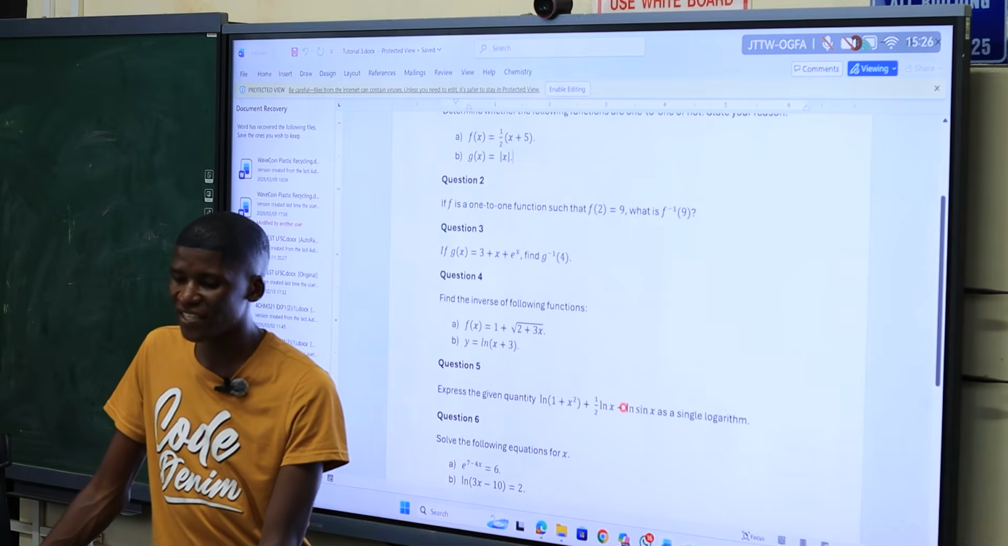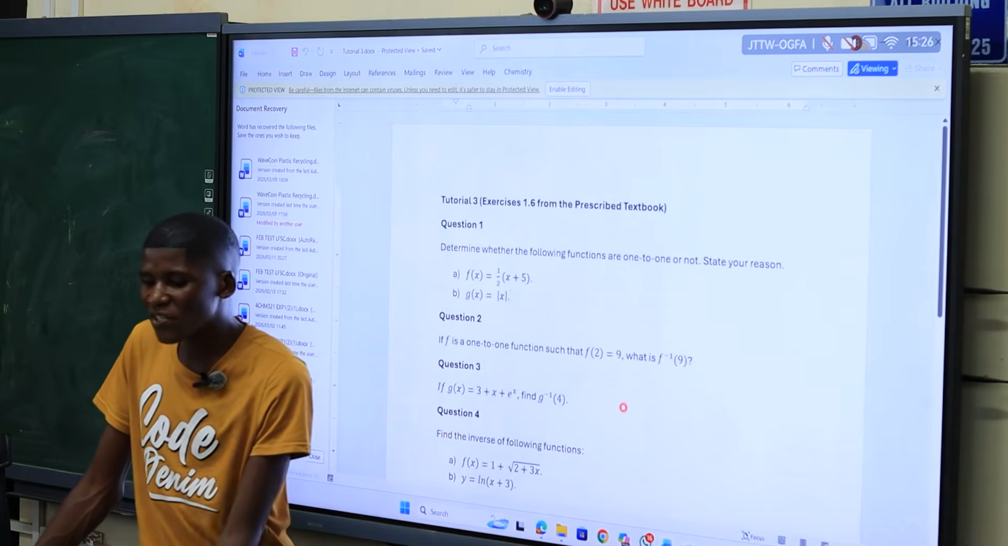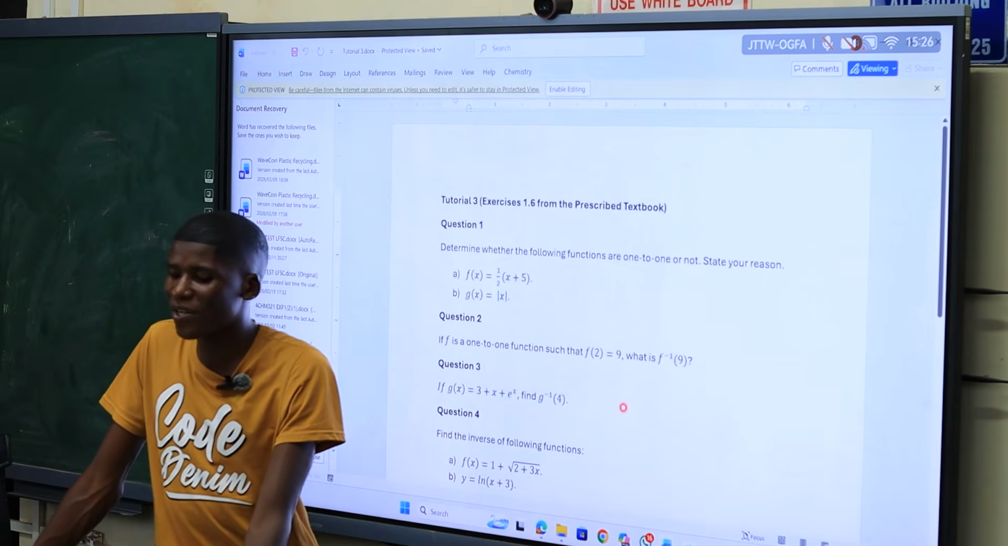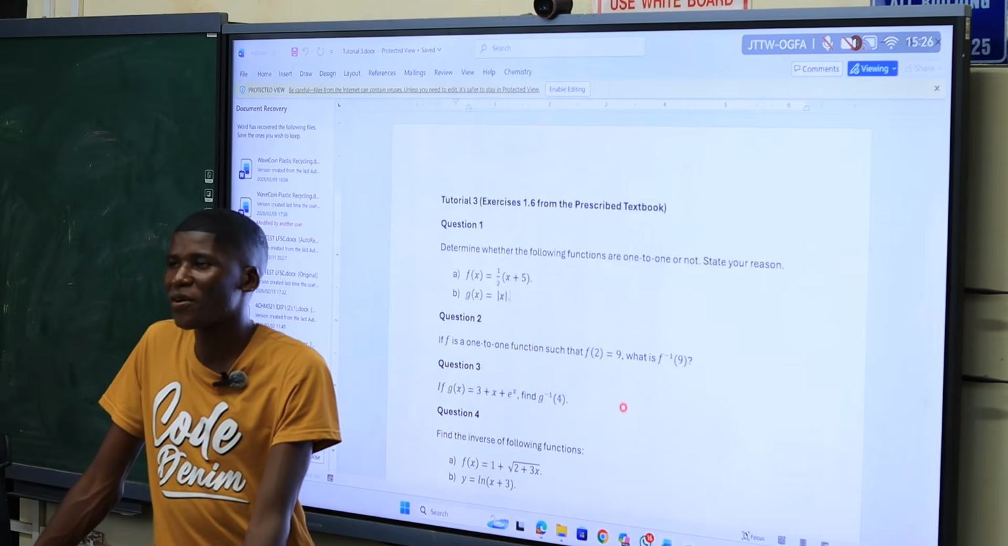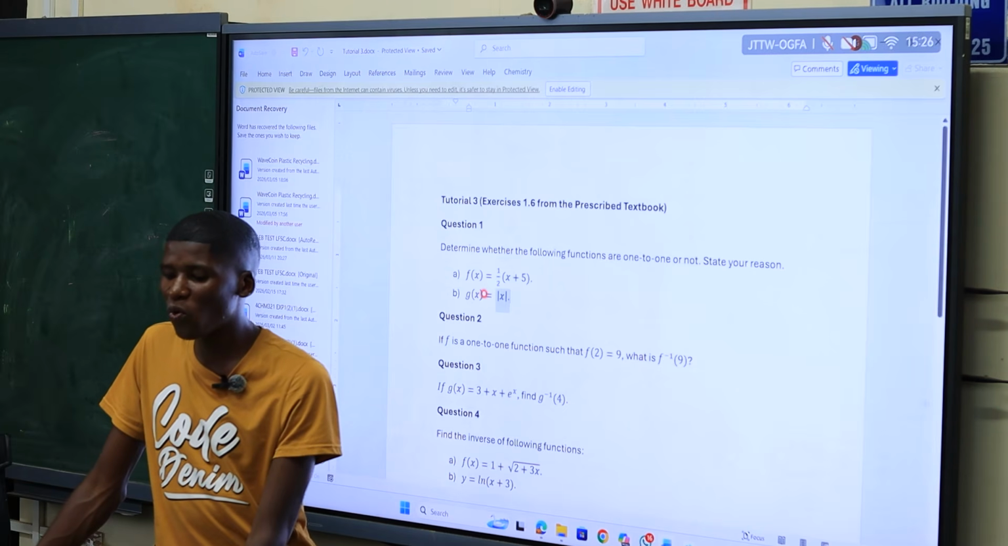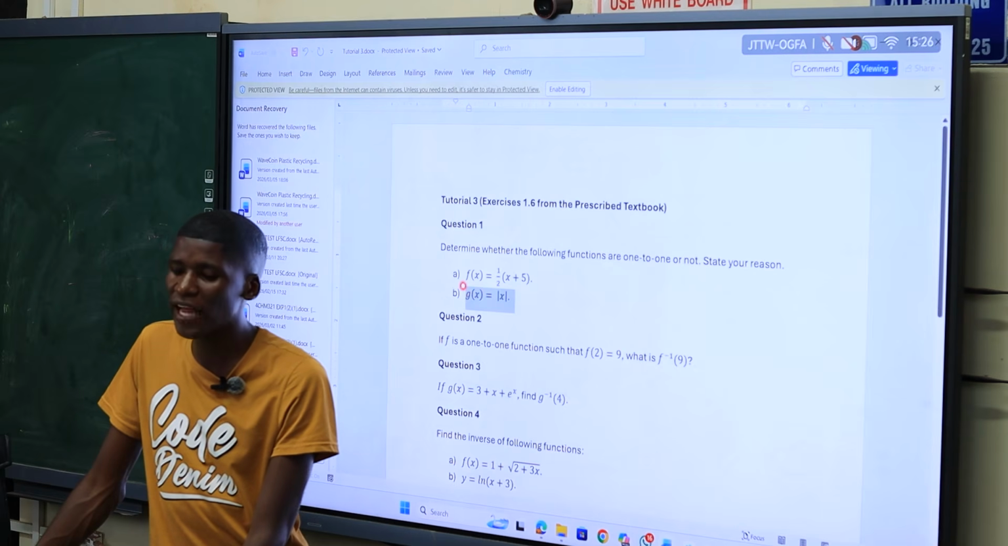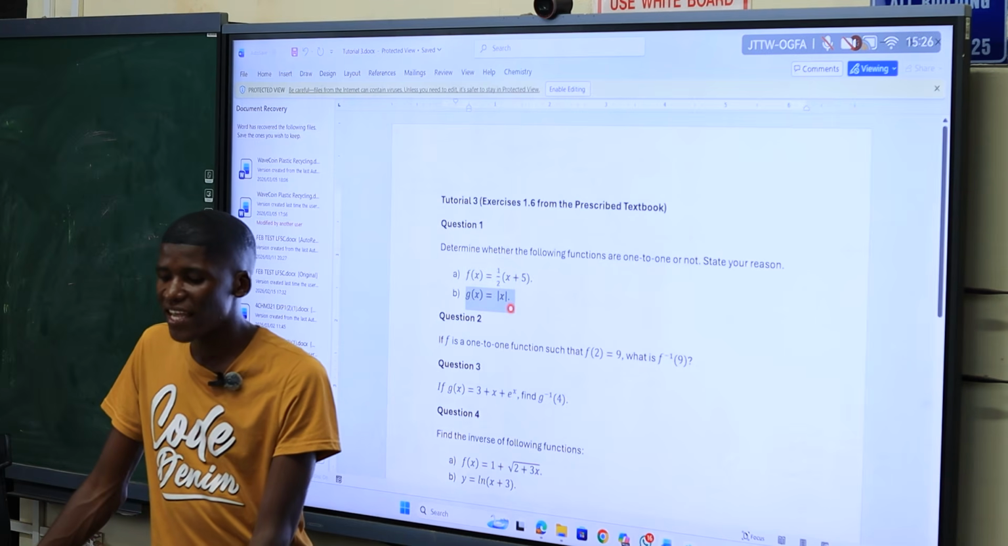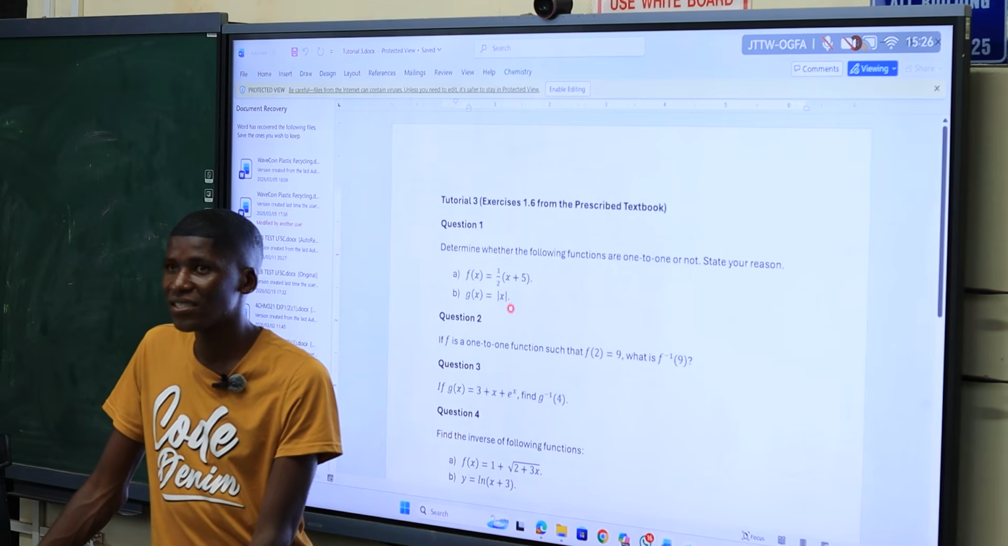So let's pick 2 questions. Will we fail to determine whether functions are one-to-one, will we have problems? Will we fail to determine one-to-one functions if we have an absolute value function g of x equals the absolute value of x? Can we fail to find its domain?